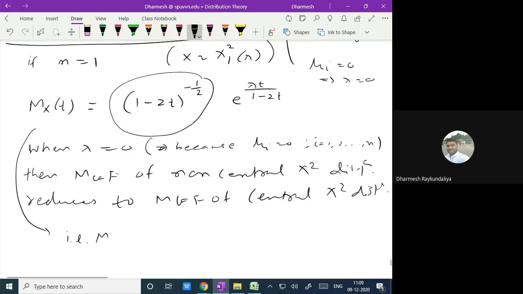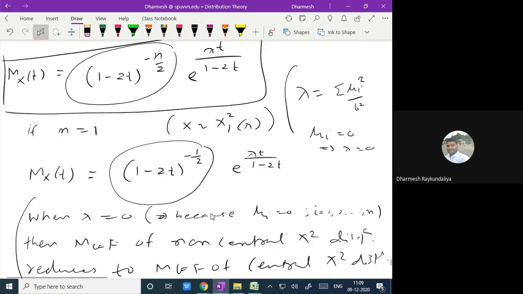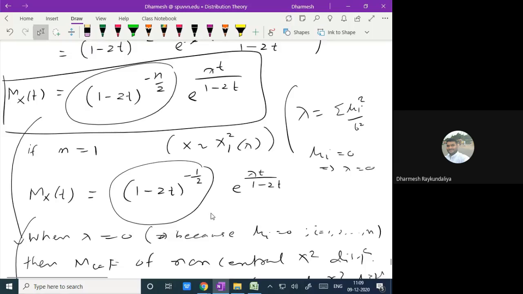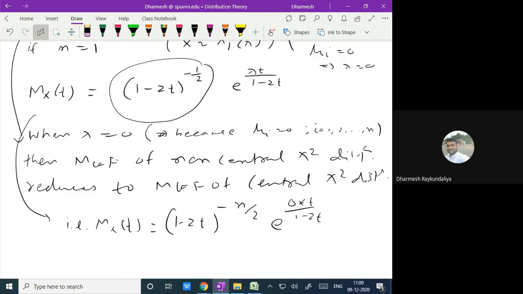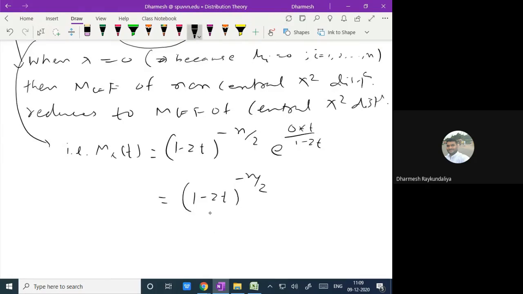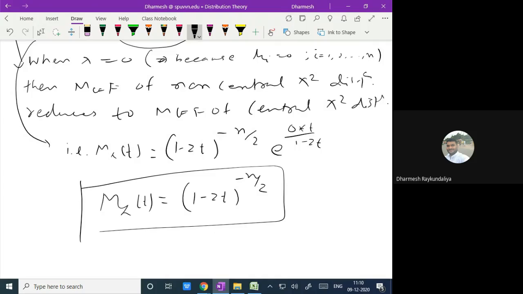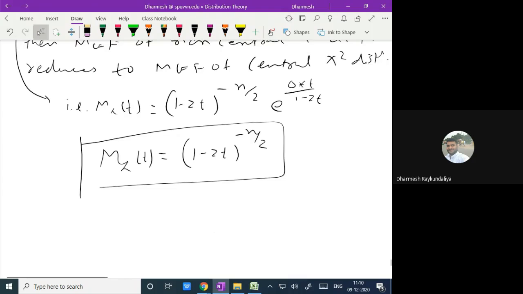Okay, that is M_X(t) is (1 - 2t) raised to minus 1 by 2, or n by 2 if you take this one, n by 2, and e raised to 0 into t upon (1 - 2t) is nothing but (1 - 2t) raised to minus n by 2. So this is the MGF of the central chi-square distribution. So one or two line questions may be asked from that.